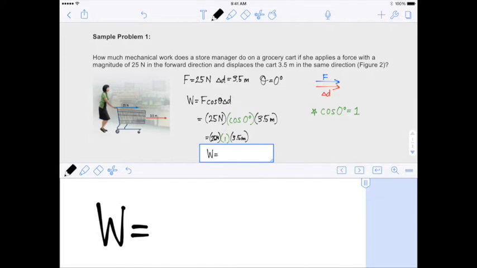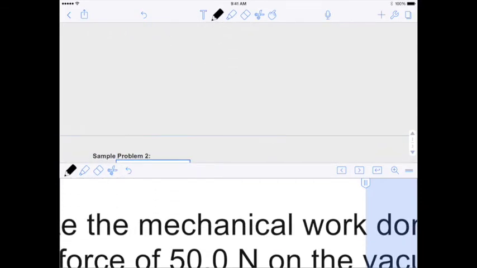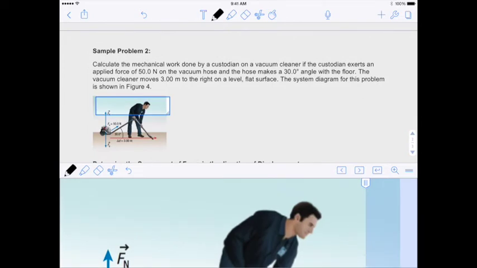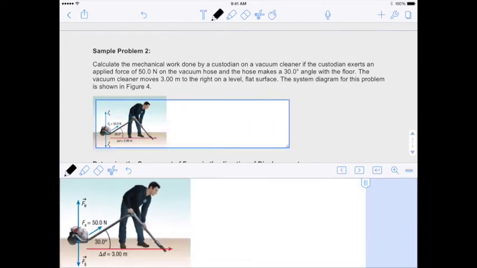So to two significant digits, 88 joules. In the next example, sample problem number 2, we have a young man who is vacuuming. In order to do so, he's applying a force of 50 newtons at an angle of 30 degrees to the horizontal while he displaces the vacuum 3 meters forward.